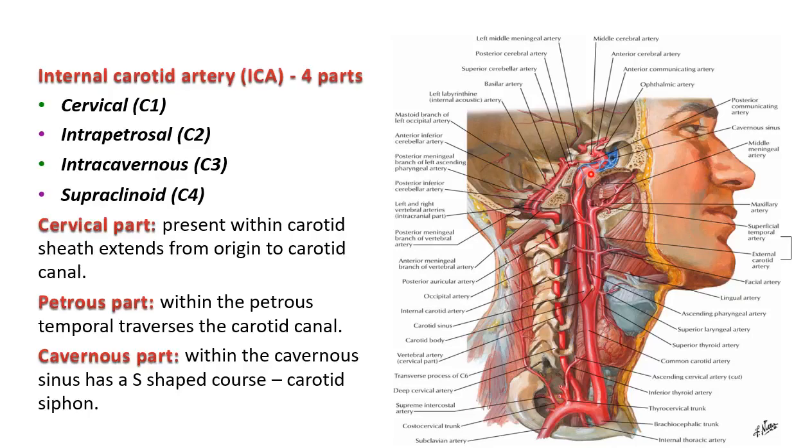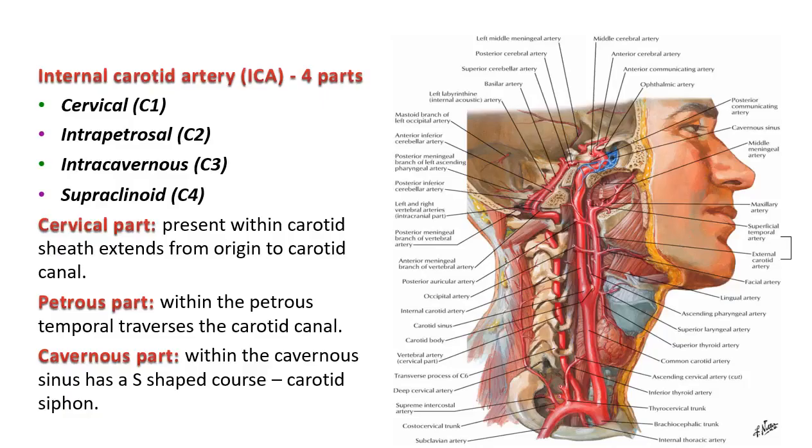This cavernous part shows an S-shaped bend or curve that is called the carotid siphon. Now why is this carotid siphon necessary? Because it dampens the arterial pulsations a bit. That is why it is in the form of an S-shaped curve.